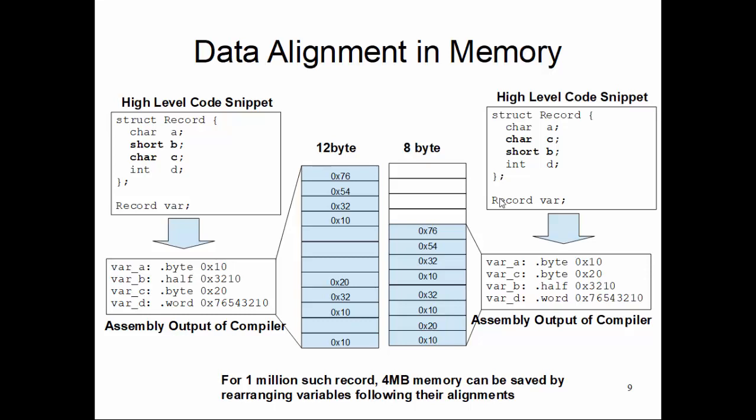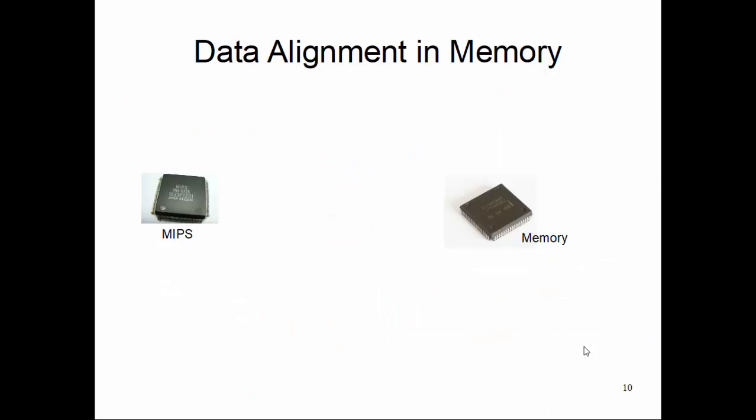Now let's try to understand why this data alignment requirement comes in the first place. Why we need to store a half word at an even address, a word at an address which is divisible by 4, and a byte we can store anywhere, and so on and so forth. So let's try to understand this part.